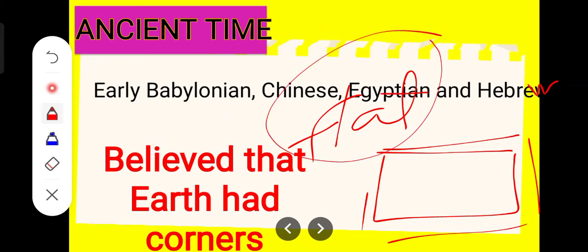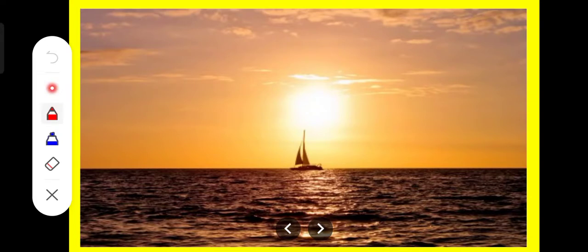But take note, guys, they would not say that the earth is flat without their observation. So, one sample of their observation is this one. As the boat or the ship moves away from you, what will happen? Okay, very good. It will become smaller until such time that it will disappear. So, meaning, in this portion, they observed that the ship disappears.